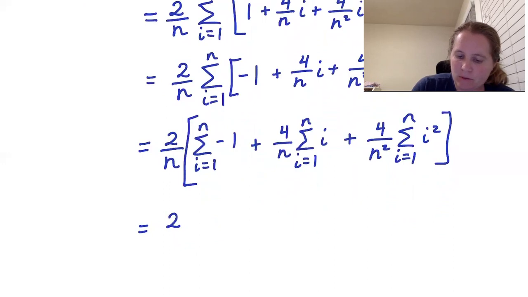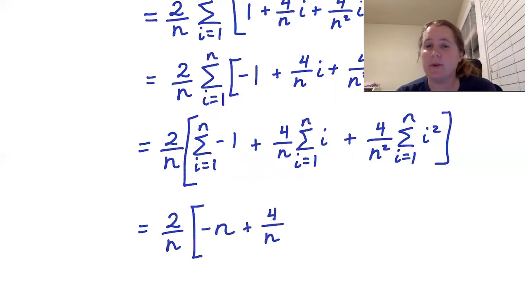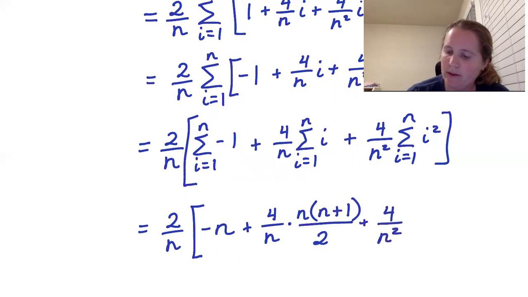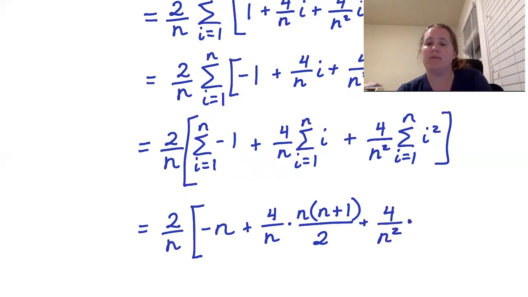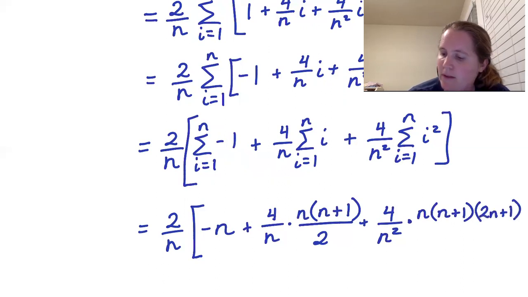So this becomes 2 over n times, in brackets, we will have a negative 1 times n, or a negative n. Then we have a plus 4 over n, and the sum from i equals 1 to n of i is n times n plus 1 over 2. Then we have plus 4 over n squared, and the sum from i equals 1 to n of i squared is n times n plus 1 times 2n plus 1, that whole thing over 6.